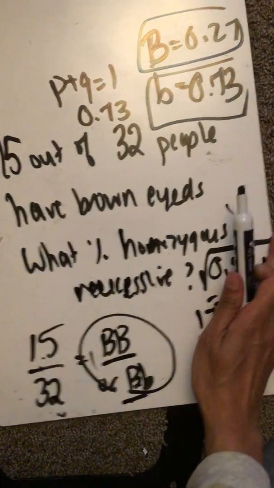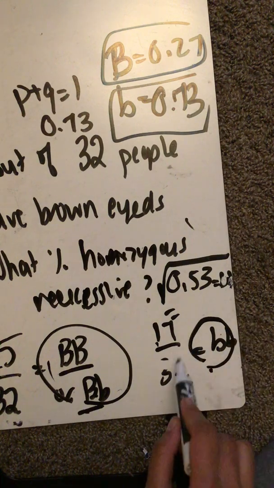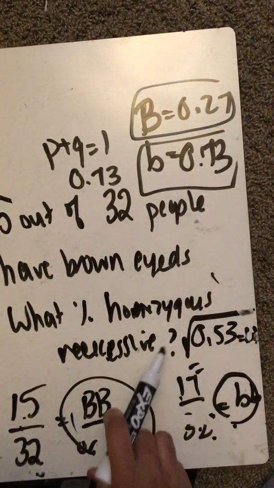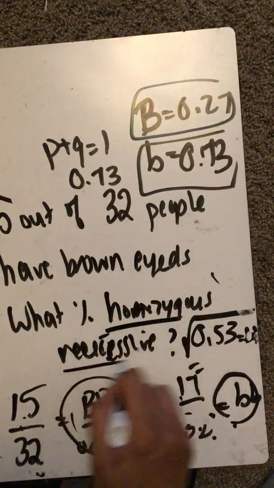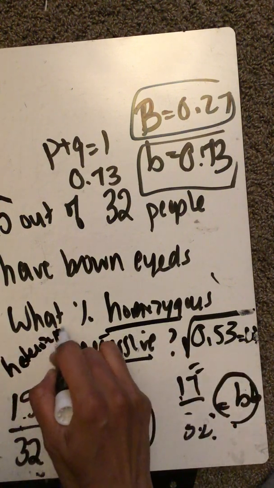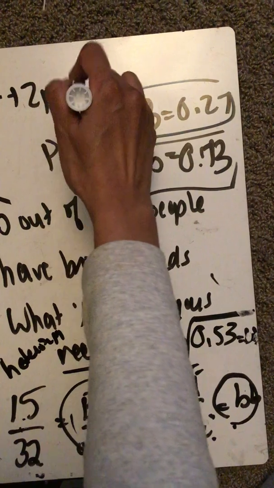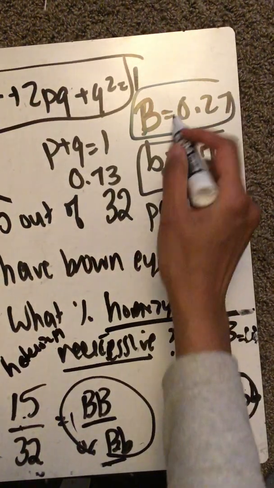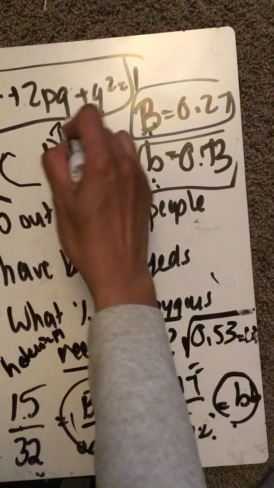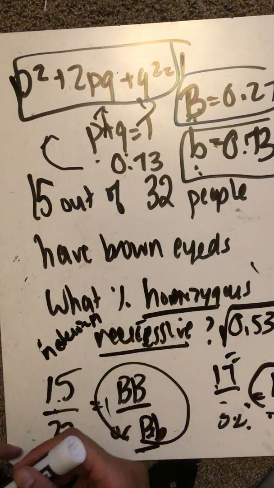You just know 15 have brown eyes, but you for sure know that 17 out of 32 have blue eyes. For sure you know that. So you use what you know for sure, you square root that number, and now that you have big B and little b, you can now solve for which percentage is homozygous recessive. And you can even solve for heterozygous or homozygous dominant, because you can put these values into p squared plus 2pq plus q squared is equal to 1. Once you have the individual allele frequencies, which are the p and the q, you can substitute those in and find what percentage of the population is homozygous dominant, heterozygous, or homozygous recessive.